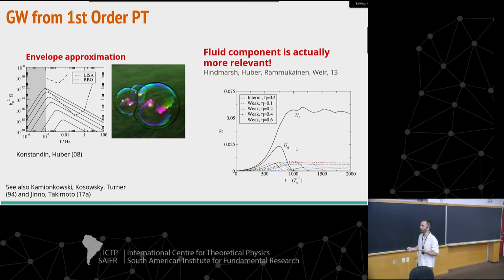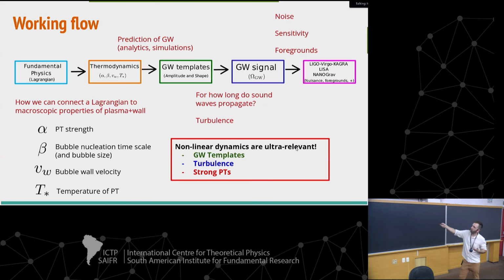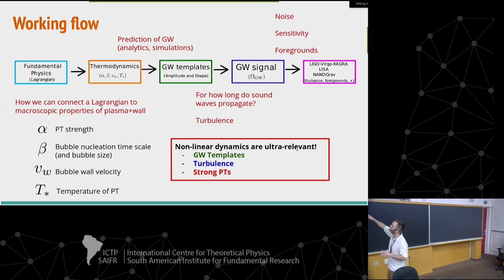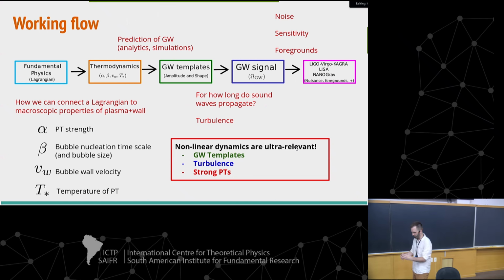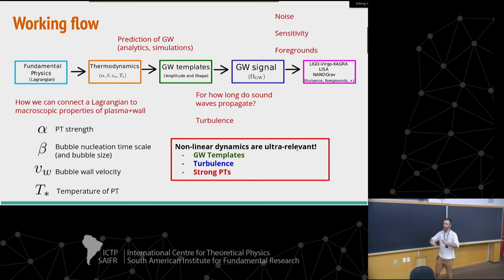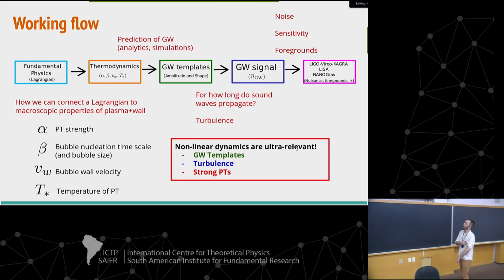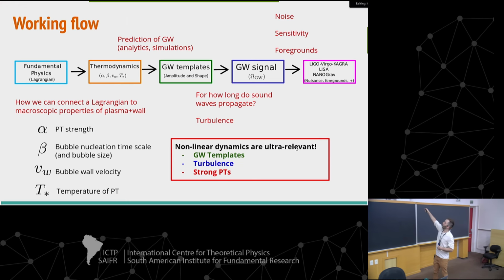very non-linear system. What I'm showing you here is that if you have a phase transition Lagrangian, you think about the fundamental Lagrangian, you can embrace this fluid system into some thermodynamical parameters. Just to flash here, some of those parameters are the strength of this phase transition, the size of the bubbles, the bubble walls, like how fast those bubbles move, and also the temperature of this plasma.